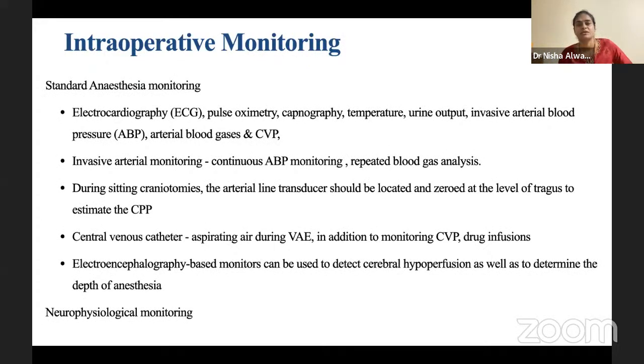Once we have induced, we have induced with all the standard monitors, which include the ECG, pulse oximetry, as well as the NIBP. And the moment induction is done, I would ask my staff nurse to go ahead and set up the urine output monitor as well. And then we also insert a temperature monitor, and capnography post-intubation is already inserted. And we take an art line. So invasive blood pressure, invasive arterial monitoring.